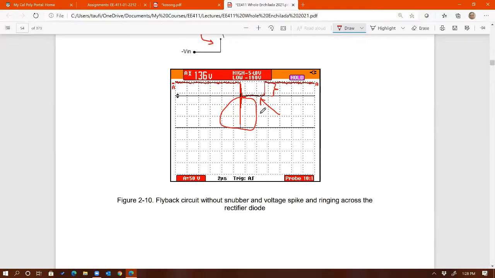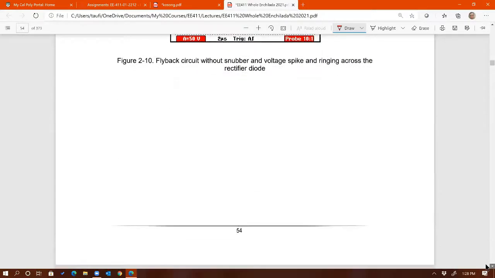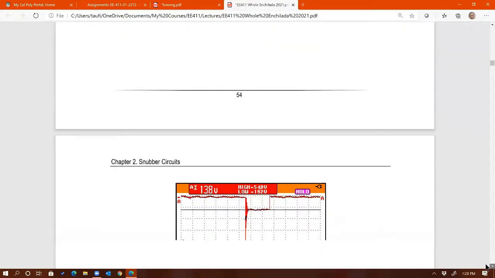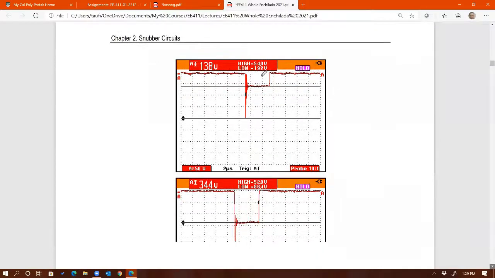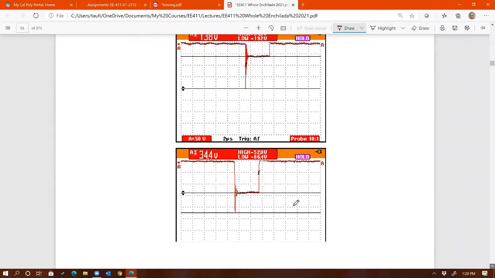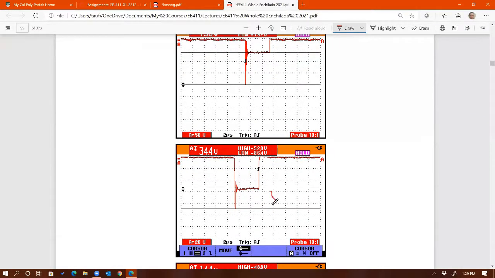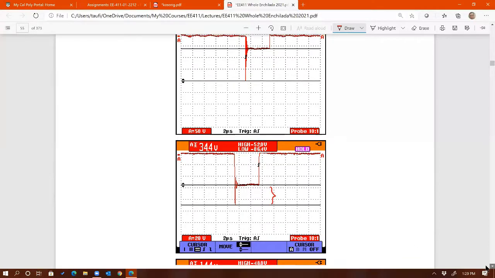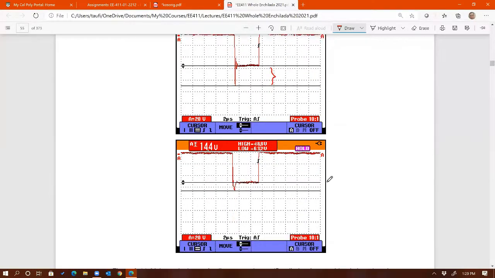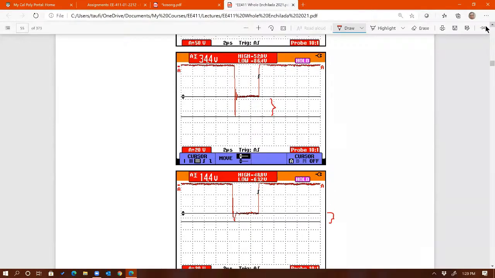So how do you minimize this? Guess what? Turn on the snubber, RCD. As soon as I connect the RCD, right? This is without RCD. Look at the spike getting less and less. You see that? Nice, right? So that's what a snubber is typically used for in the real world: minimizing, suppressing the leakage spike, right?